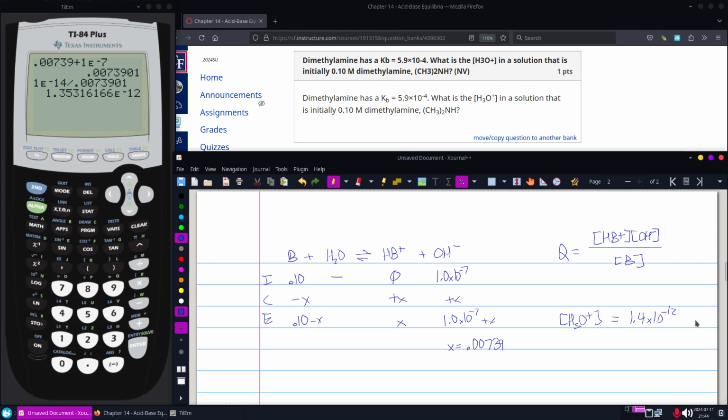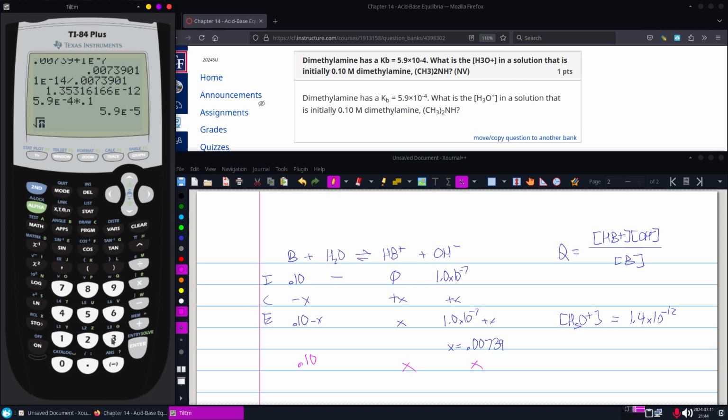Now, in class, we showed how we could do this as an approximation, and when we approximated it, we basically left this at 0.1 instead, and this x and this x. So instead of having to do the graphing calculator, I just ended up taking the Kb, 5.9 times 10 to the negative fourth. That's going to be equal to x times x over just 0.1. So I'll multiply this by 0.1 and then do the square root of that. And I get an x of 0.00768.